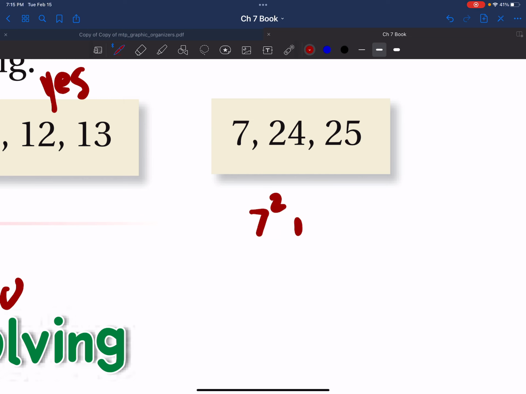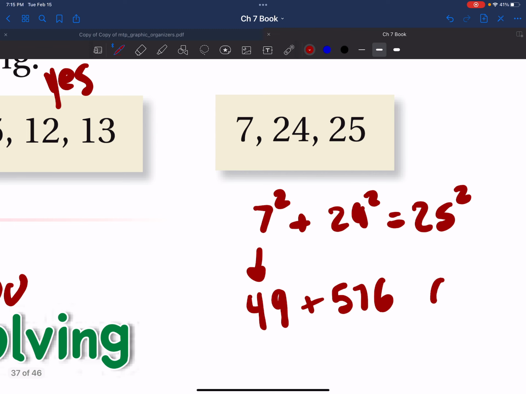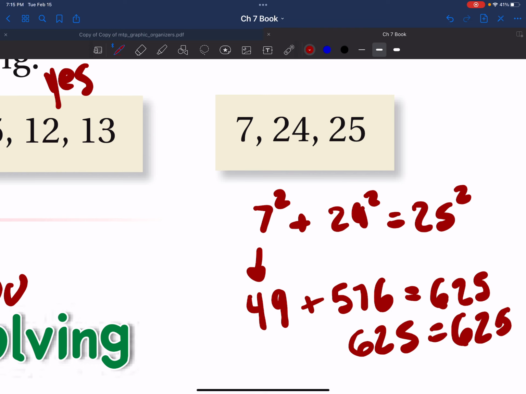7 squared plus 24 squared should equal 25 squared. Let's find out. 7 squared is 49. 24 squared is 576. Woofda. 25 squared, 625. Okay, so let's take 49 plus 576, and guess what? It equals 625. So yes, these sets of numbers also create a right triangle.